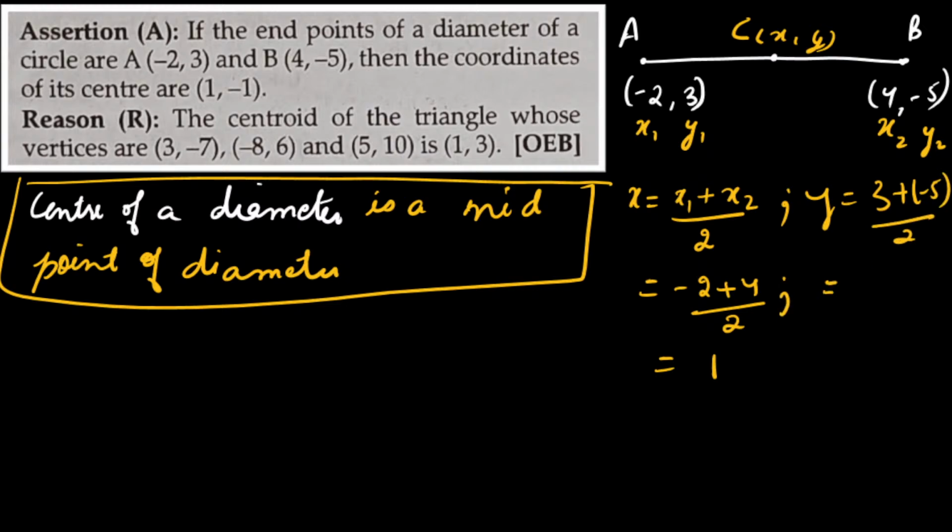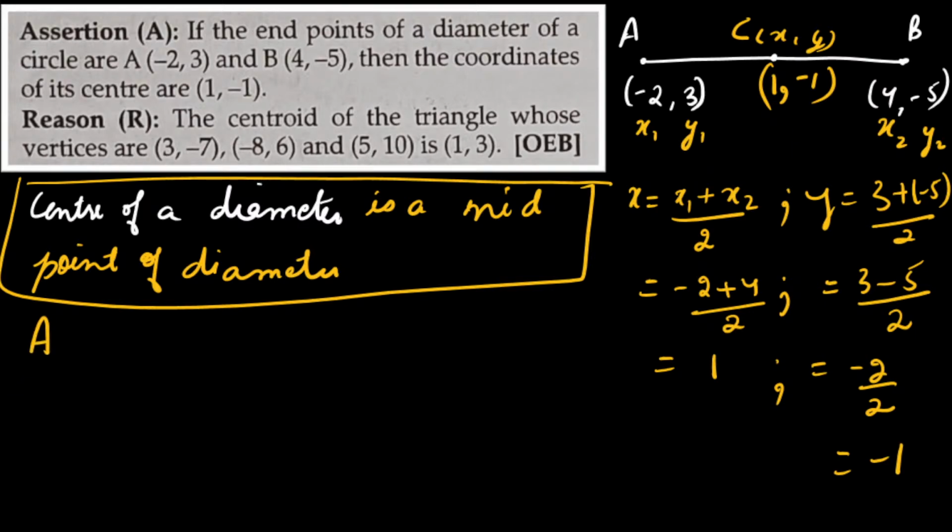So 3 plus -5 is 3 minus 5, because plus minus is minus. So (3 minus 5) by 2. 3 minus 5 is -2. -2 by 2 is equal to -1. So x is equal to 1, y is equal to -1. So we got the coordinates of the center: (1, -1).